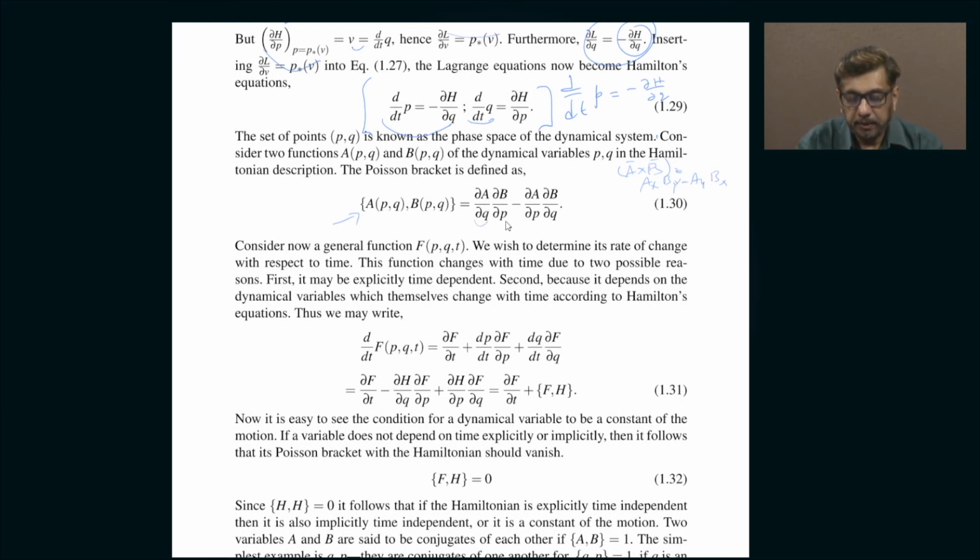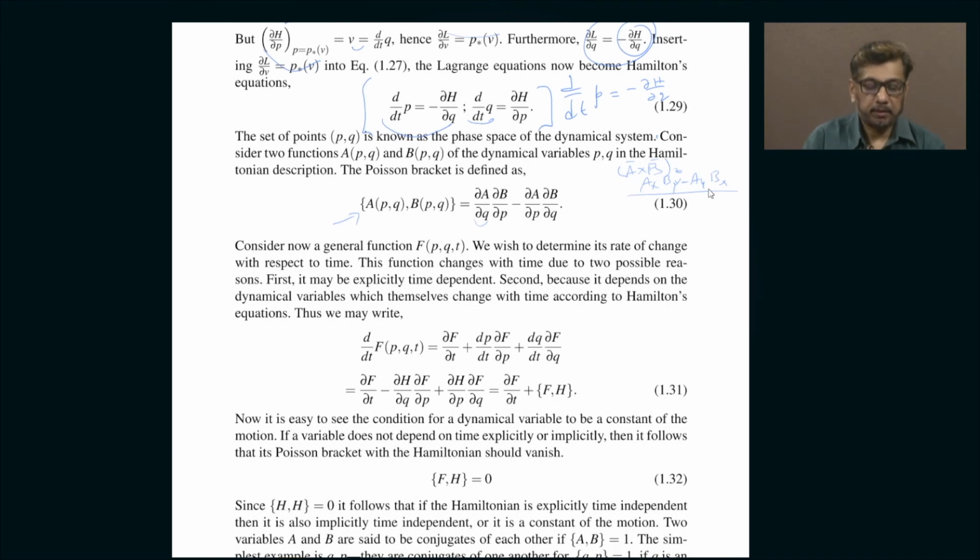So you have a derivative with respect to q: A with respect to q, B with respect to p, minus A with respect to p, B with respect to q. That is reminiscent of the z component of the cross product. In fact there are some connections like that which you can make more rigorous. But the bottom line is that this is how you define the Poisson bracket of two quantities which are functions of position and momentum. Now, the utility of this concept is that you can describe the rate of change of any function of the position and momentum in terms of the Poisson bracket of that function with the Hamiltonian function.